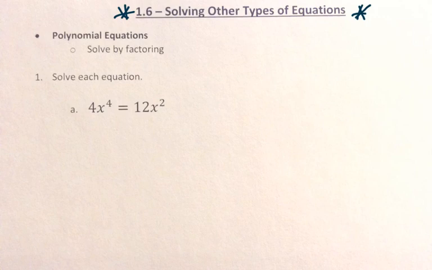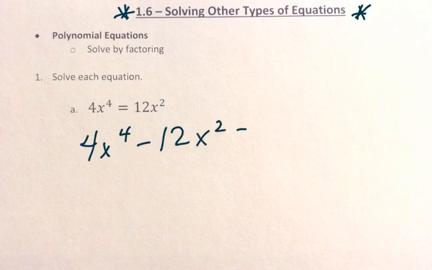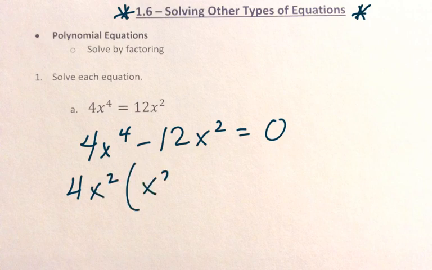So here we have polynomial equations. We're going to solve these by factoring. These should be pretty old hat by now. We should see this and understand that I need to move this over to the other side. So I'm going to get 4x to the fourth minus 12x squared equals 0. And I can factor out a greatest common factor. In this case, that's going to be 4x squared. And I'm left with x squared minus 3 equals 0.